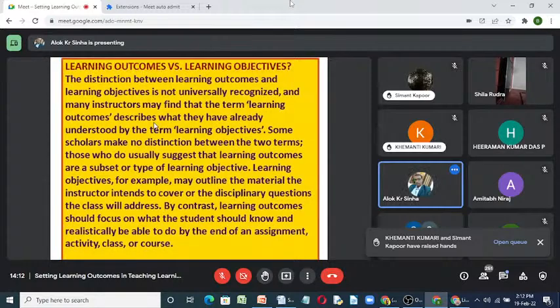So, I must tell that learning objectives are related to the future tense: the student will be able to, and the outcomes are related to the present tense. Suppose I make a student learn how to sing. If we say he will sing, it is a learning objective. But he sings, it is called outcomes. So learning outcomes must be written in present tense.